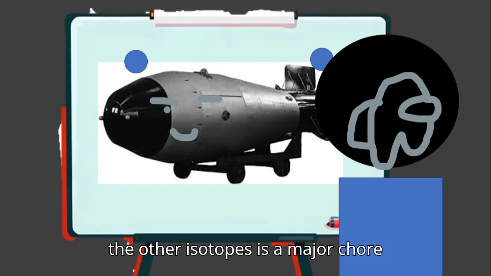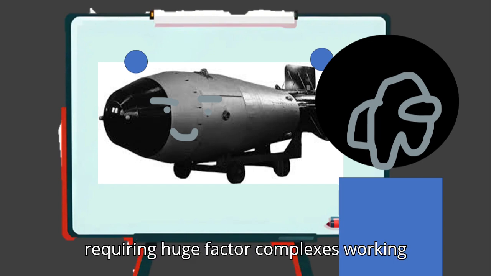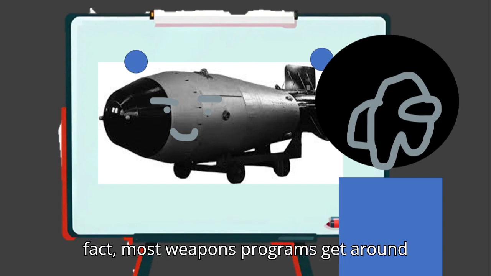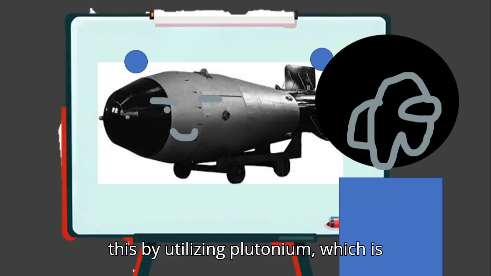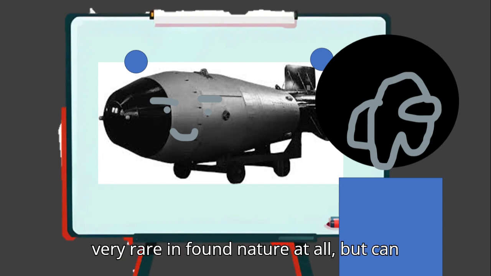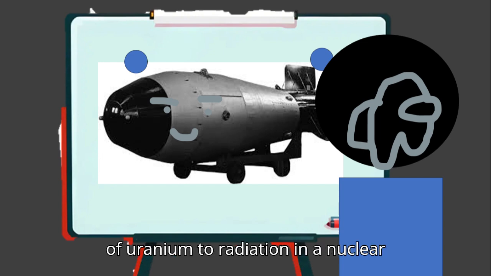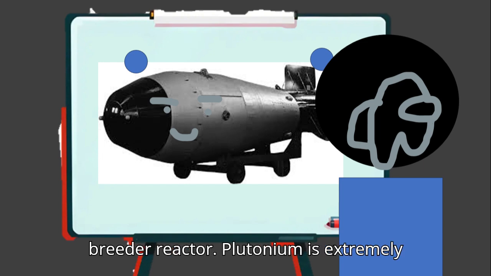Only a tiny fraction of natural uranium that is mined from the ground is isotope 235, and separating it from the other isotopes is a major chore requiring huge reactor complexes working years to isolate just a few pounds. In fact, most weapons programs get around this by utilizing plutonium, which is very rarely found in nature at all, but can be created by exposing more common types of uranium to radiation in a nuclear breeder reactor.